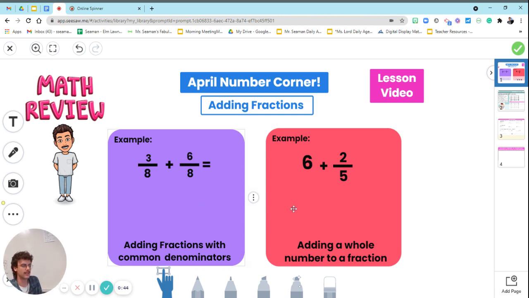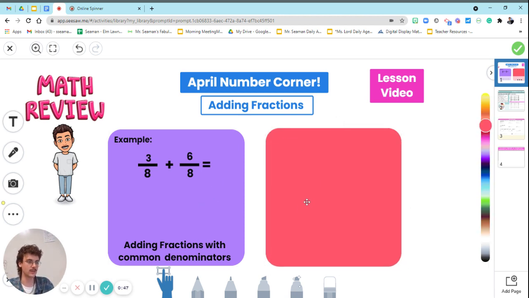Now, the first thing with this practice problem, I'm just going to cover this one so we can focus on this one on the left. It says 3/8 plus 6/8. And what I'm going to do when I add fractions is first check to make sure that my fractions have common denominators. So this has common denominators here, both 8 and 8. So that means that I can just add across. So I can just add 3 plus 6. And when I add 3 plus 6, I get 9.